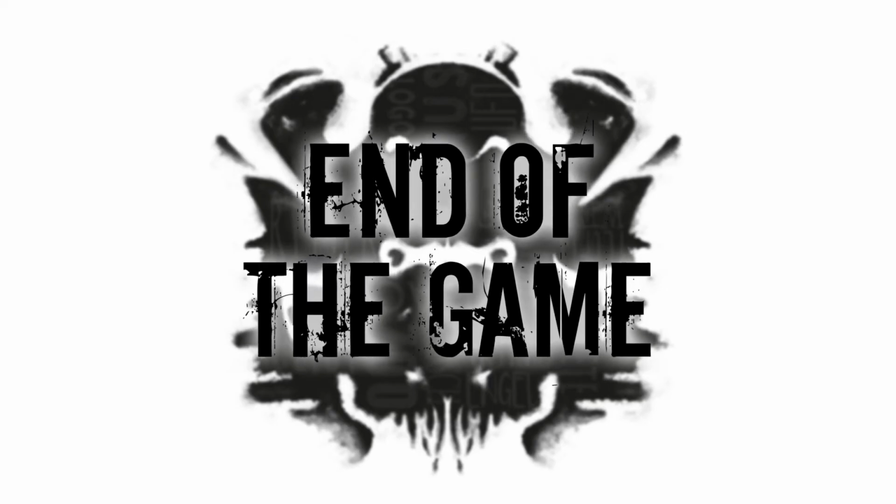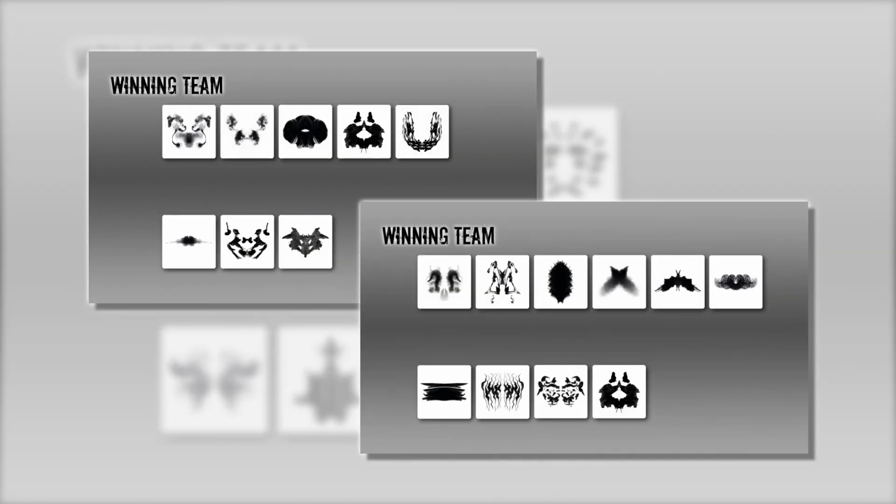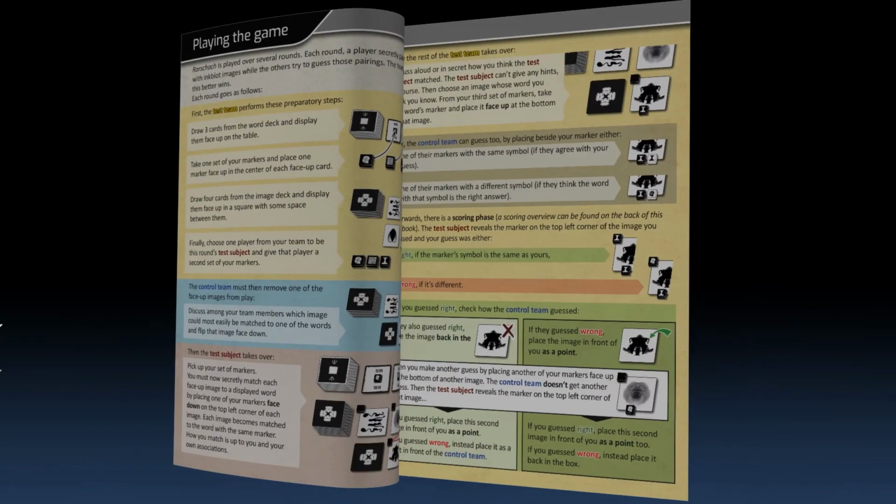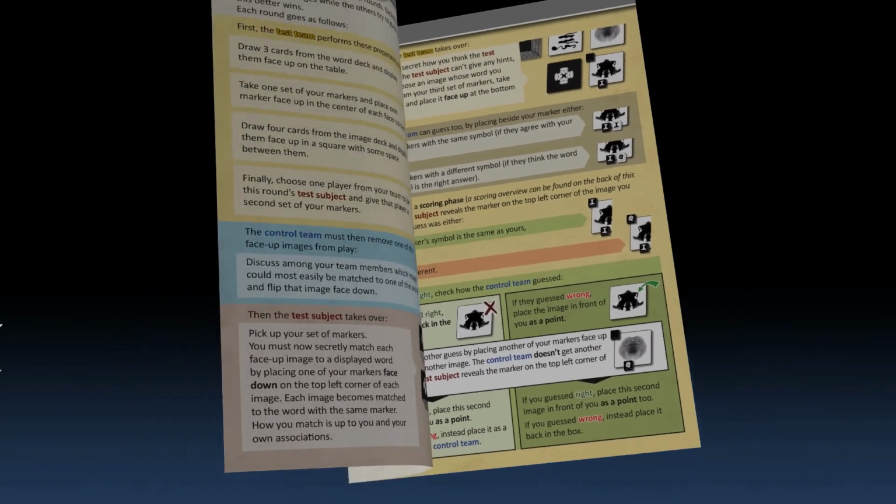End of the game. The first team to have won at least 4 images as points and to have at the same time at least 2 points more than the other team wins the game. For a quick overview of various scoring scenarios and other details, please see the rulebook.